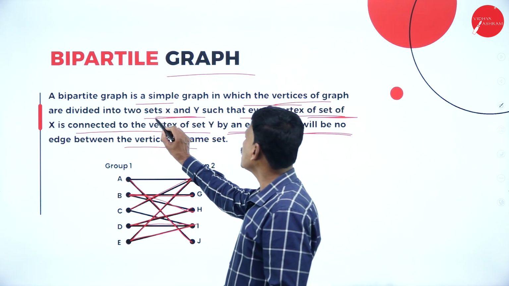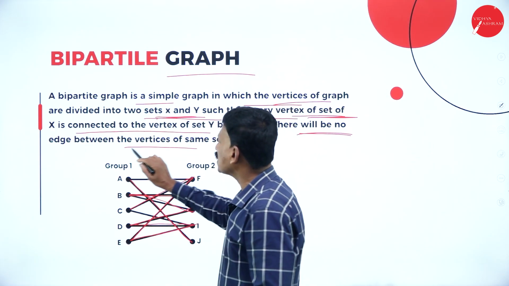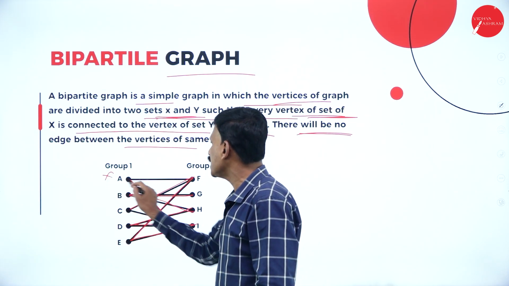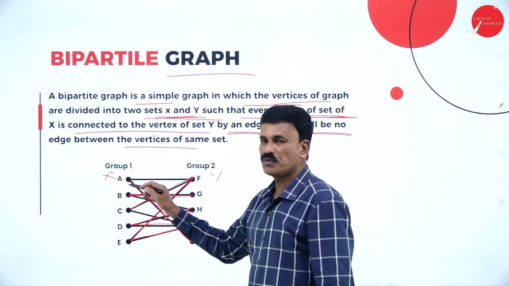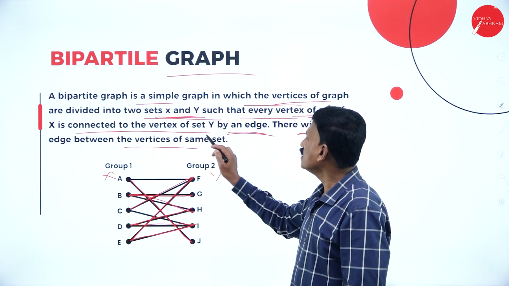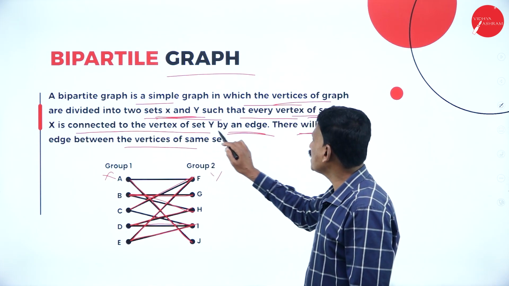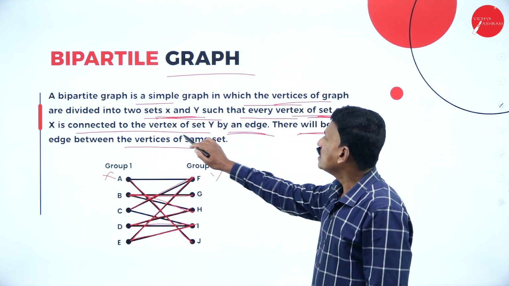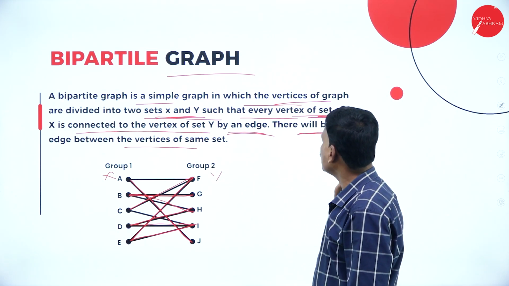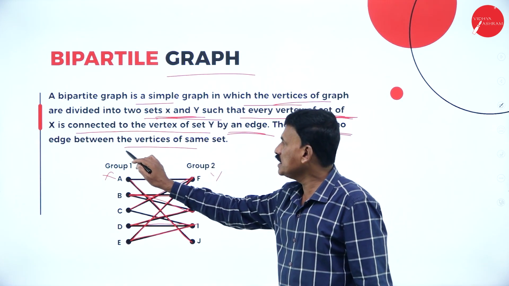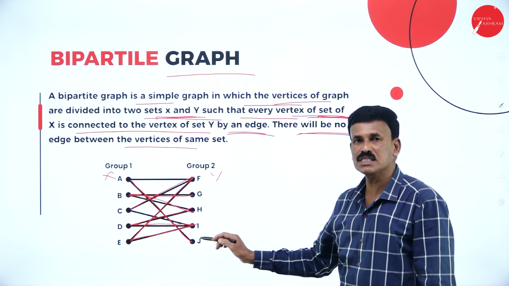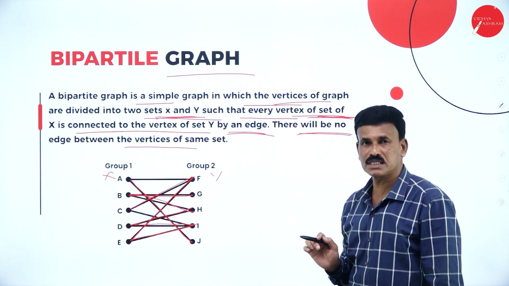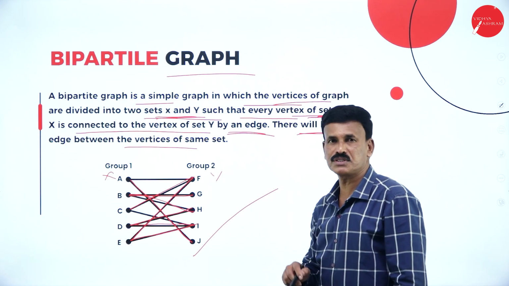So group 1 and group 2 are considered as the sets X and Y, such that every vertex of the set X is connected to a vertex of the set Y by an edge. There will not be any edge between two vertices of the same set. So this is an example of a bipartite graph.